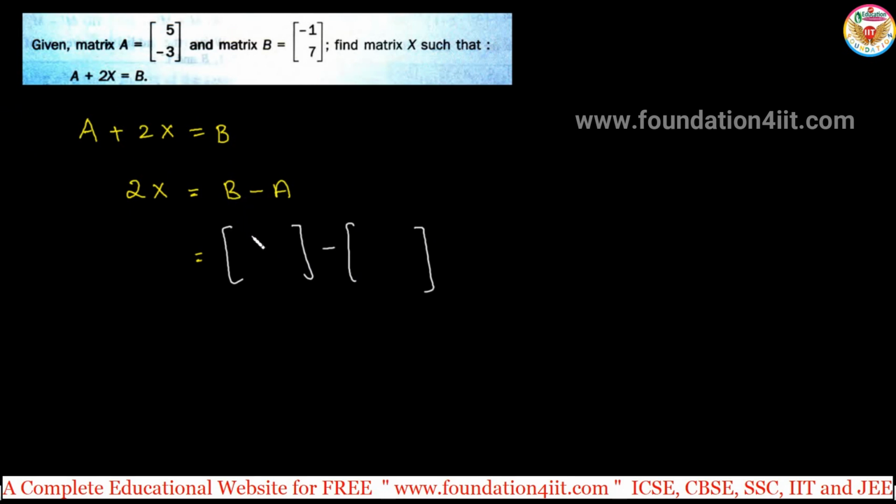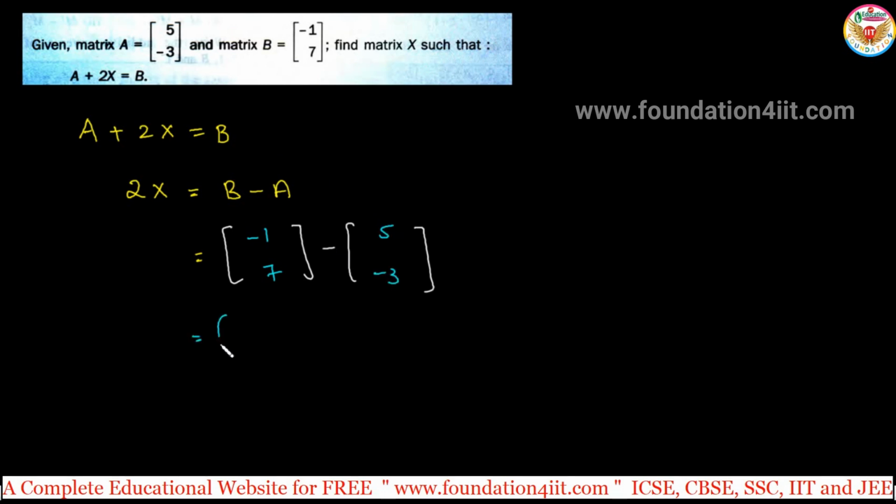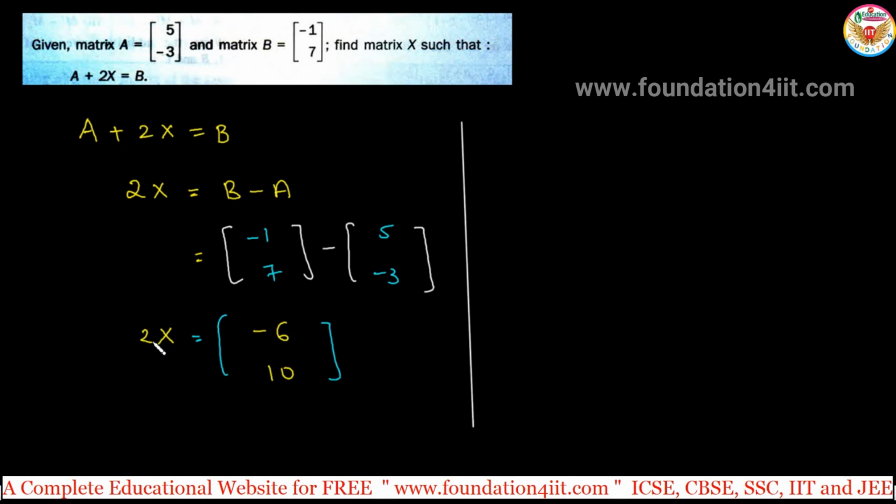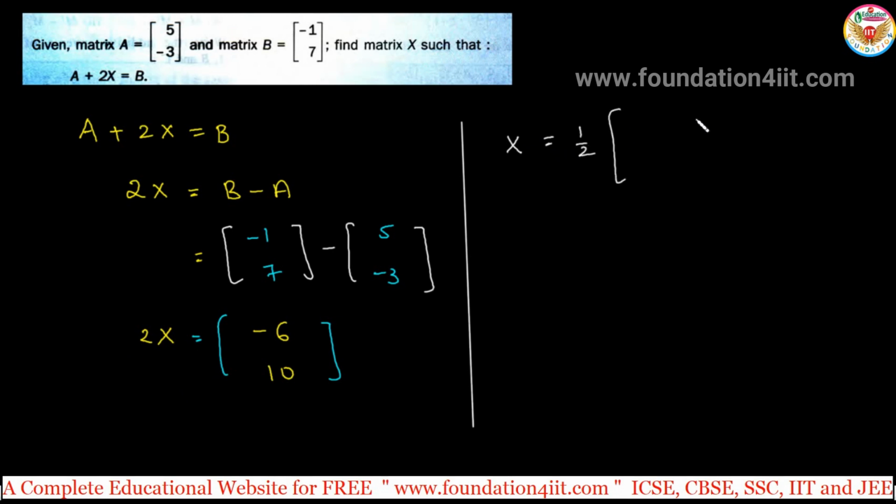So B is minus 1, 7 minus A, which is here 5, minus 3. First simplify this: minus 1 minus 5 is minus 6, and 7 minus of minus 3 is plus 10. Actually this is 2 into matrix X. Observe here, this is 2X, where 2 is multiplying with X. Take it to the other side, it's 1 by 2. Now X is 1 by 2 into matrix minus 6 and 10.